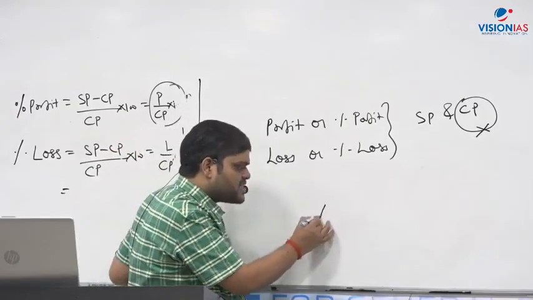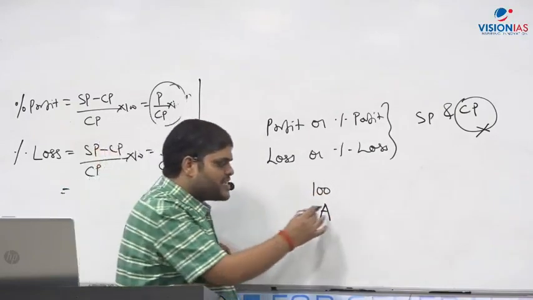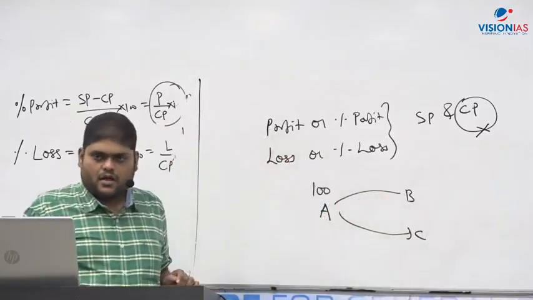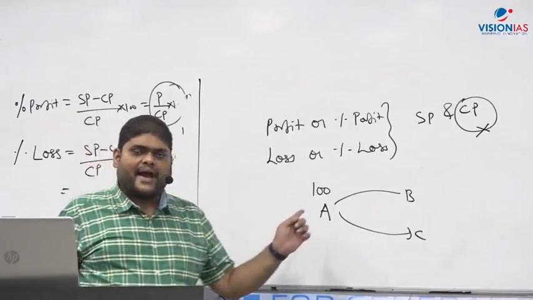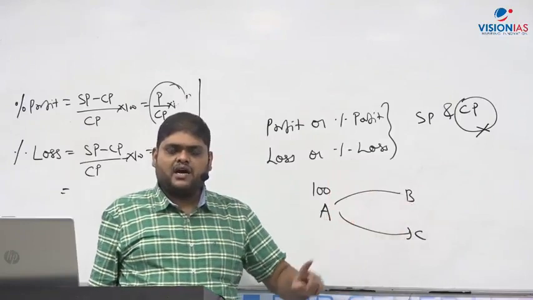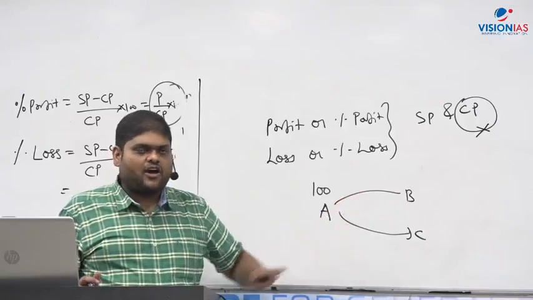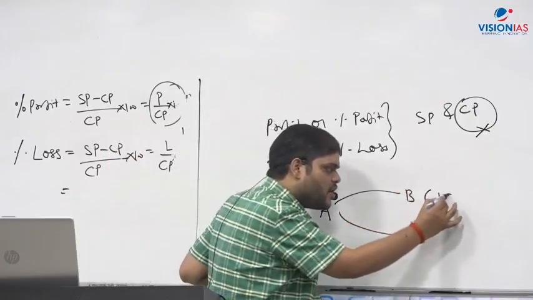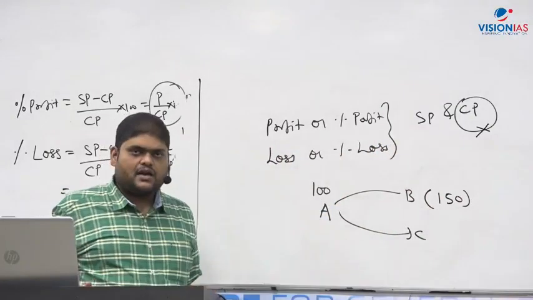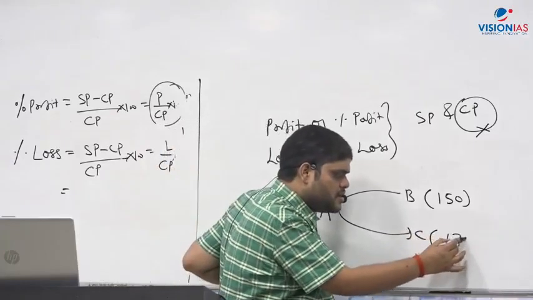Suppose Mr. A is making a marker of 100 rupees. He wants to sell this marker to B as well as C. Now, he wants maximum profit. He went to B and said the price of the marker is 150 rupees. B agreed and he sold the marker for 150 rupees. He went to C and tried to sell the marker for 175 rupees, and he succeeded.